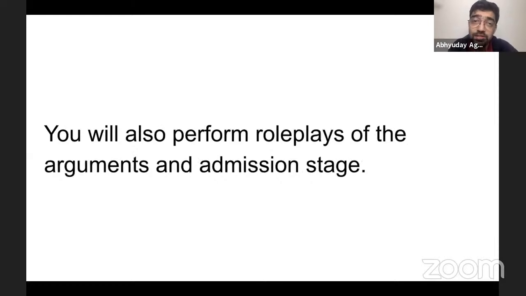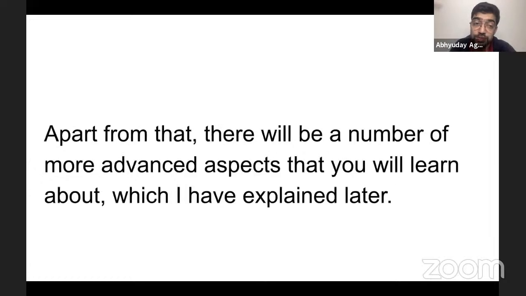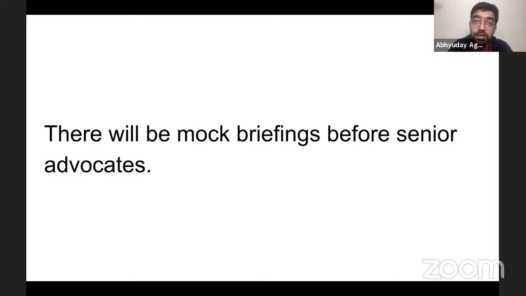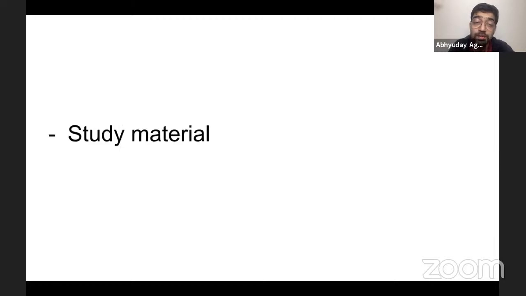This happens in a live class, and there will be some exercises where you'll have to think and plan out what is going to be done in the hearing. There will be mock briefings. This will happen in class before senior advocates. The mock will be conducted here by Sanchita. Then there will be a number of more advanced aspects. Now let me explain how the course works.